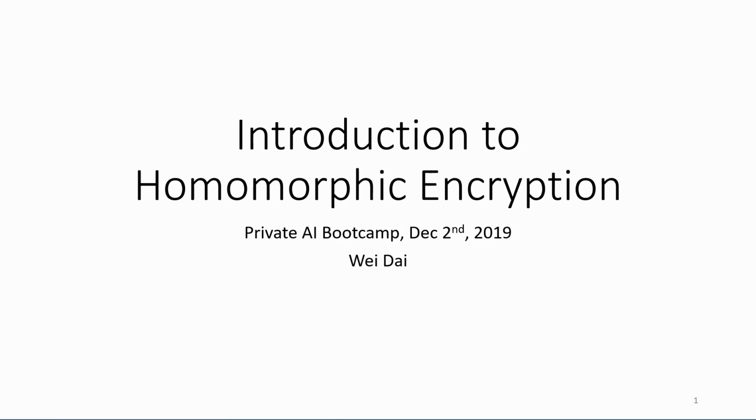So I'm going to give an introduction to homomorphic encryption. My job is to give you enough background for you to follow the following sessions. I will mainly use the BFV scheme as an example. It's a simpler way of explaining homomorphic encryption. You can visualize some of the things as examples.